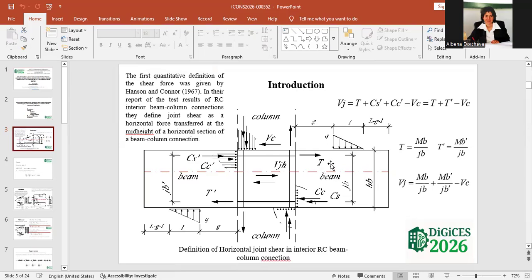To find these forces on a reinforcement bar was not so easy. That's why in the literature it was adopted that these forces are equal to the moment at the end of the beam divided by the distance between the reinforcement bars. Then the shear force is given in the equation below.